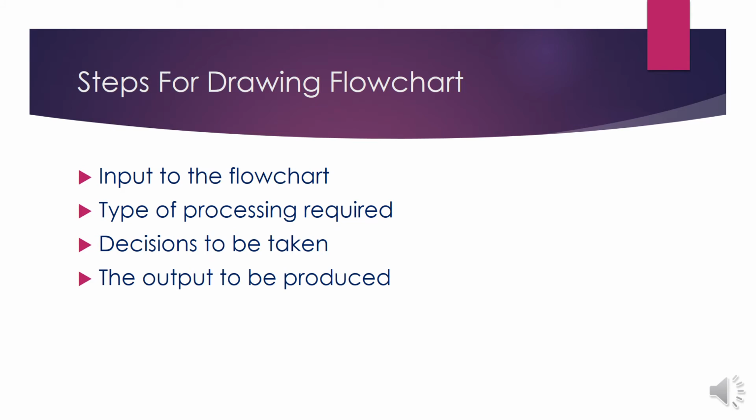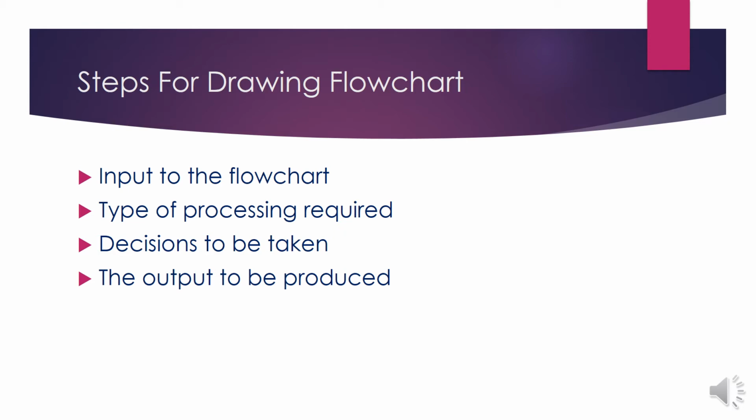These are the following steps for drawing the flowchart. First step is input to the flowchart, which means that the flowchart developer must know what exactly the input to the flowchart is. For example, if we face the problem that we want to convert the temperature from Fahrenheit to Celsius, the input will be the temperature in Fahrenheit.